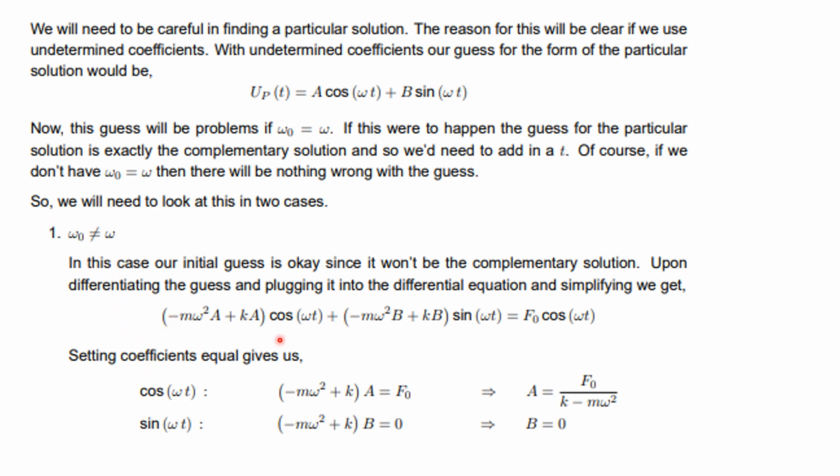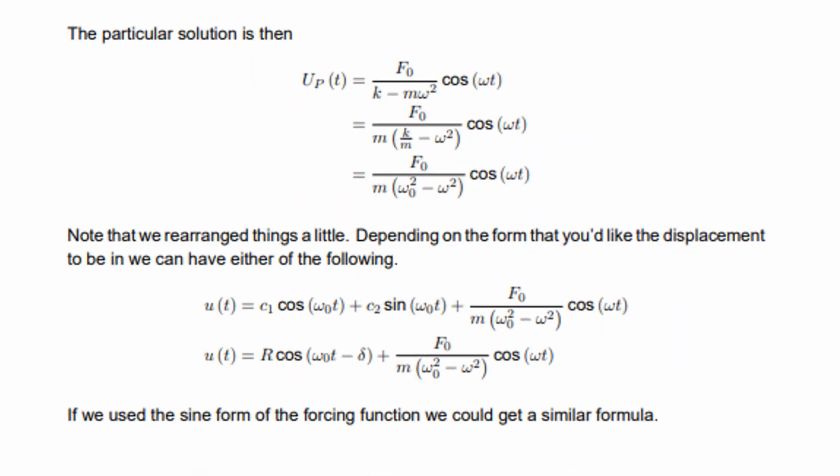And when we do, let's just say annihilation, because we could annihilate that and set the coefficients equal, we find out that A and B are these numbers. And so everything is good. And so the particular solution ends up being this number, that was the coefficient times cosine omega t. And we could simplify that a little bit if we cared to.